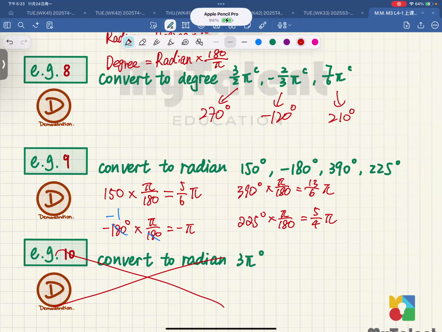Algebra, guys. Algebra. Fraction. Let's leave it.